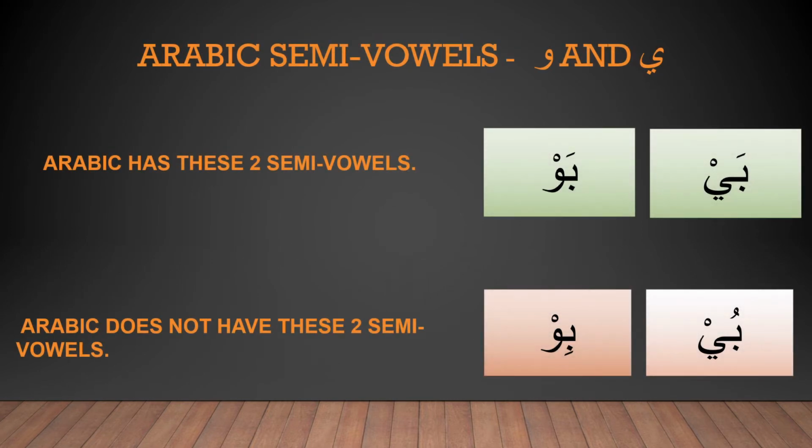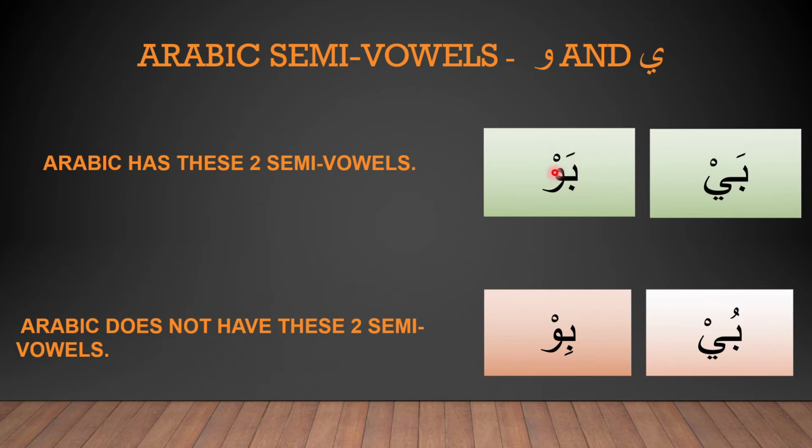The topic here is Arabic semi-vowels. Arabic semi-vowels are only two. First is Waw, and the second is Ya. Arabic has these two semi-vowels. First, what are semi-vowels? We learned that semi-vowels are letters which do not have the corresponding short vowels before them.